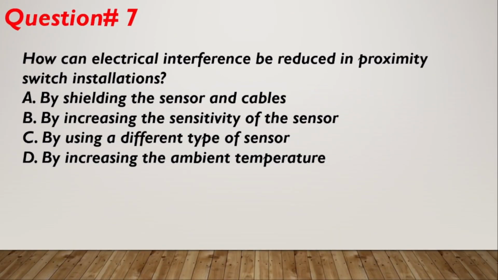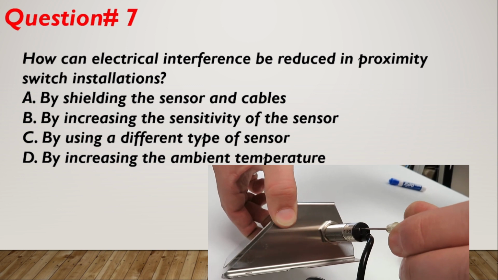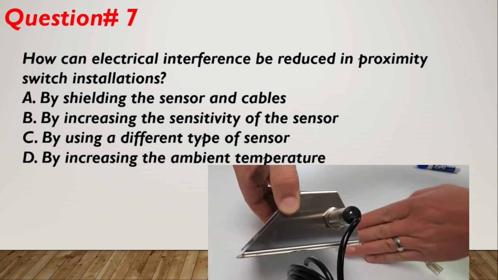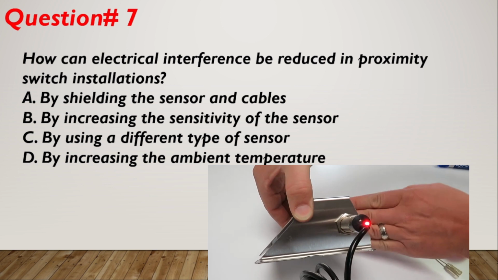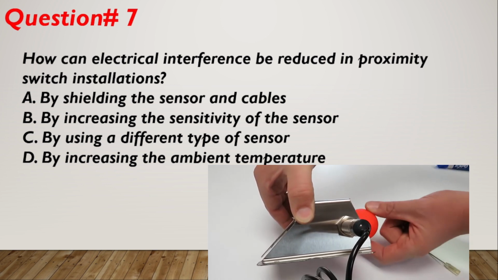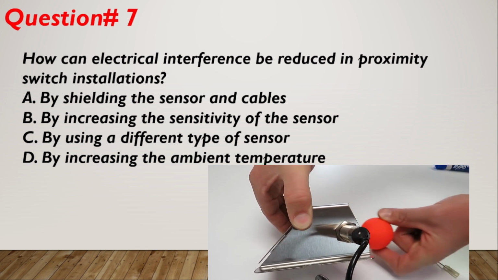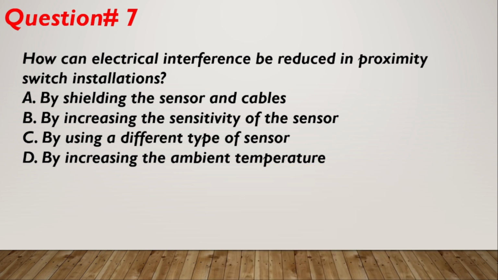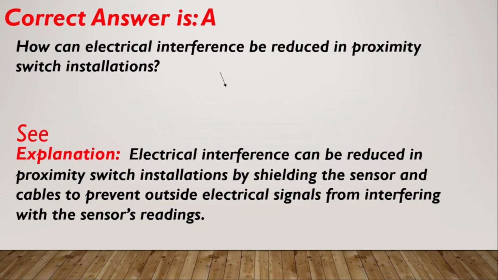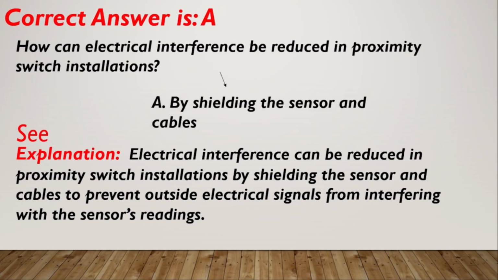Question number 7. How can electrical interference be reduced in proximity switch installations? A. By shielding the sensor and cables, B. By increasing the sensitivity of the sensor, C. By using a different type of sensor, D. By increasing the ambient temperature. Correct answer is A. By shielding the sensor and cables.